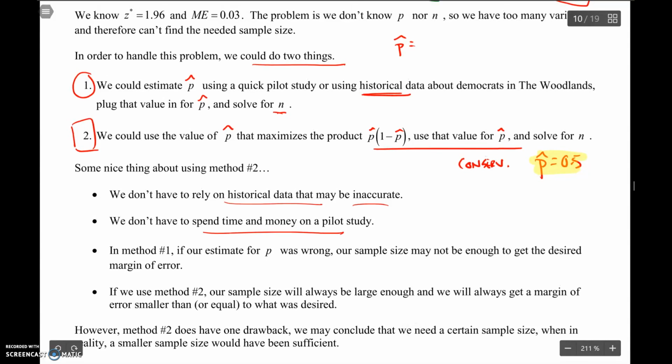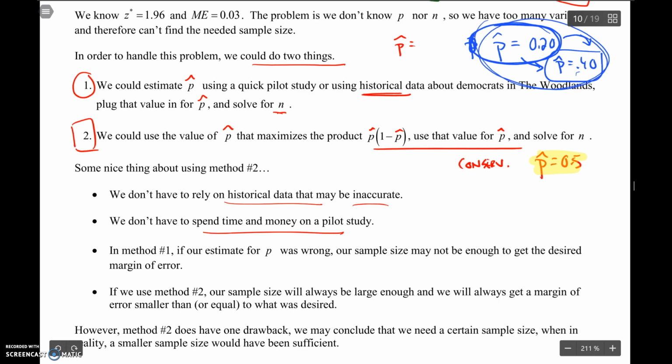If you use this method and you get a pilot study value of like 20%, and the real value for your sample is 40%, you're going to have problems because you're basing your sample size off of this value, and whenever you put in a 40%, your sample size isn't going to be big enough. Your margin of error is going to be too big. So if you make a mistake here, you could actually not get the margin of error you want.